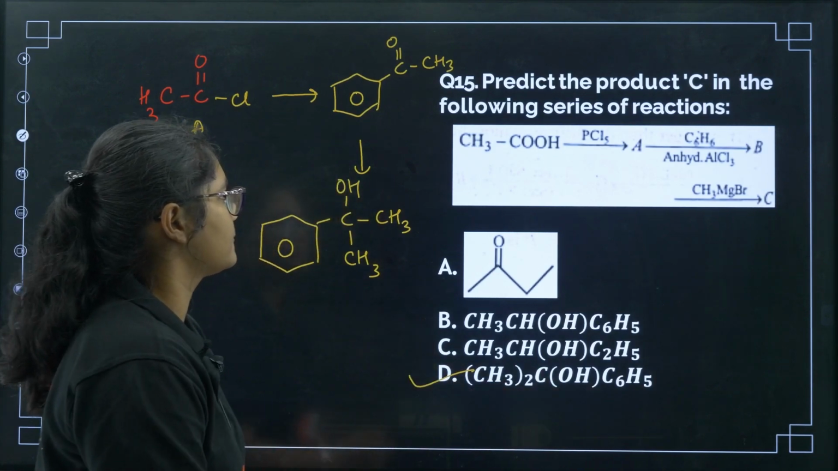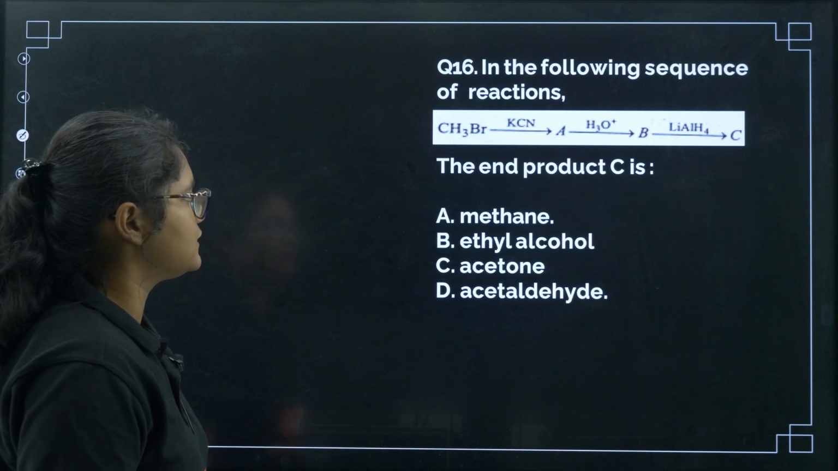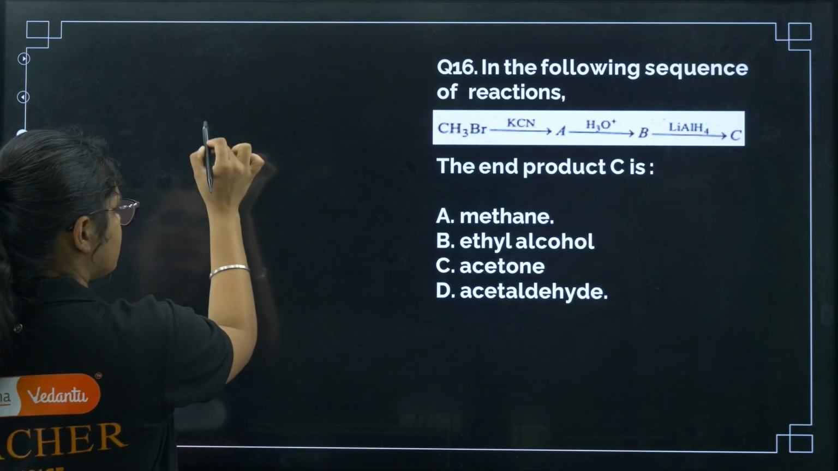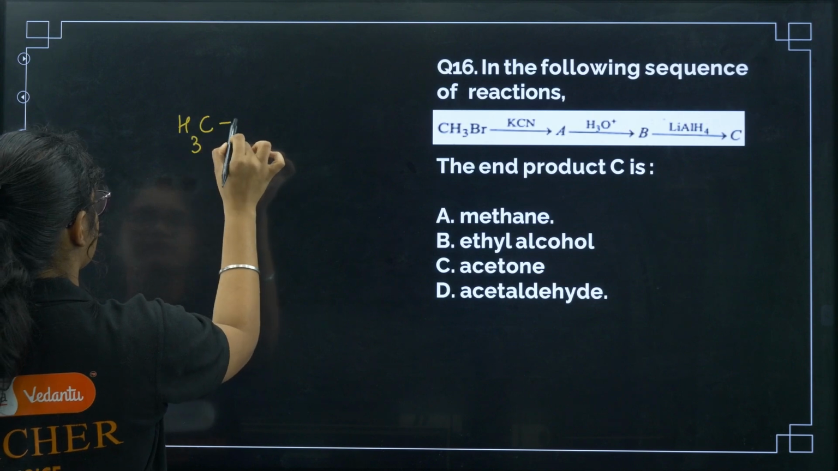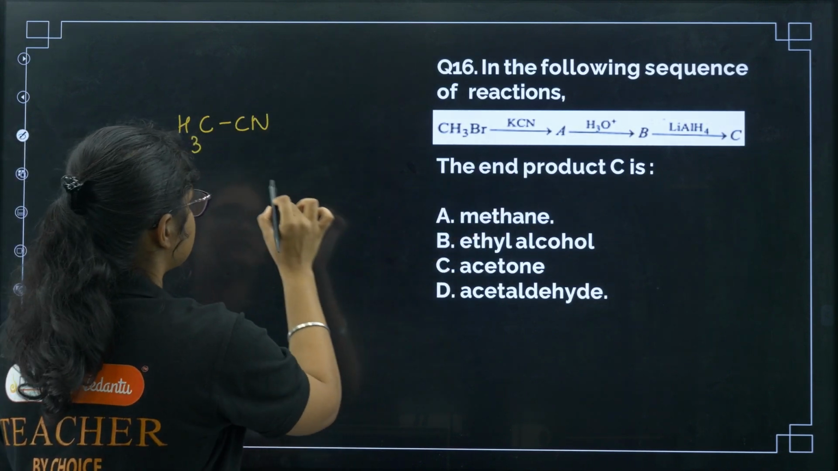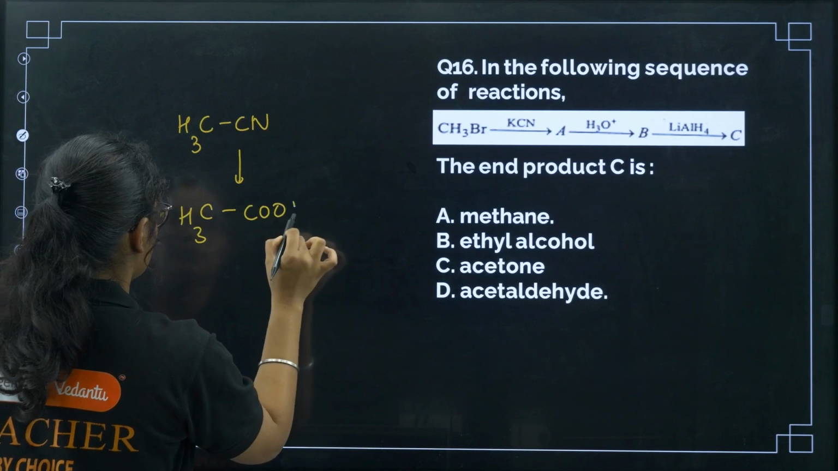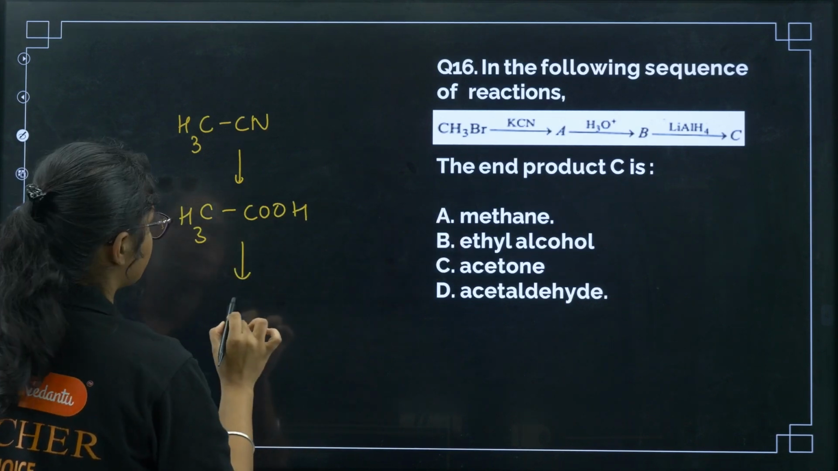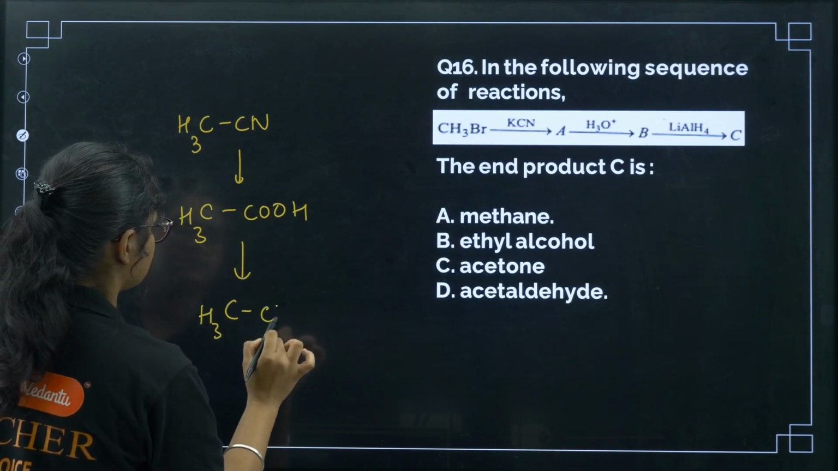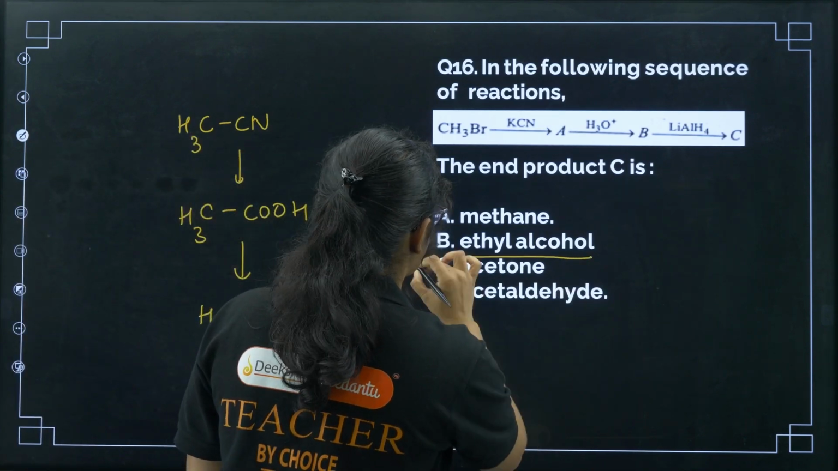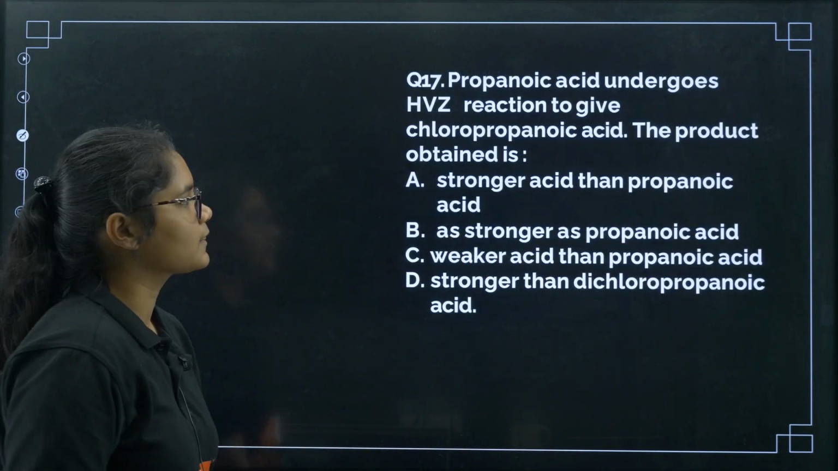Option number D. Next, in the following sequence of reactions, you need to find the end product C. First CH3Br is there, with KCN it will give you CH3CN. With H3O plus it will give you CH3COOH. With LiAlH4, a reducing agent, it will give you CH3CH2OH. So that is ethyl alcohol, option number B.